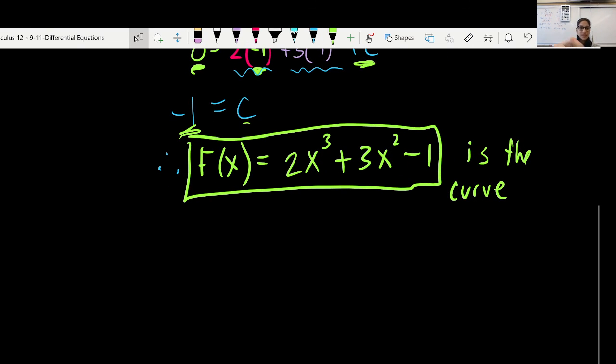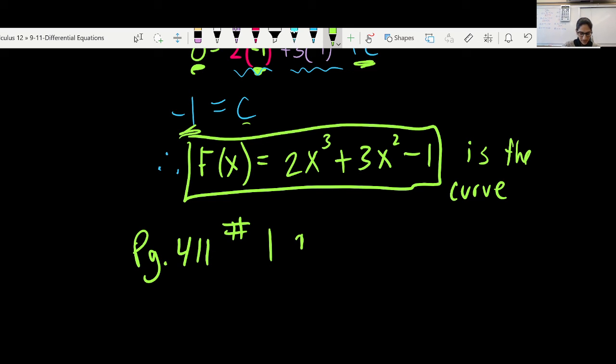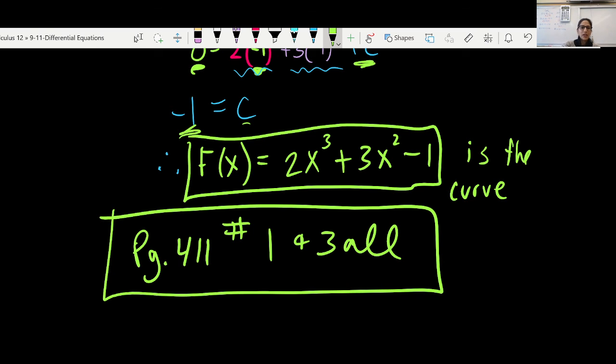That's it. So hopefully you believe me when I say that the title makes it sound like a big deal, but it's so not a big deal. So you can do numbers 1 and 3 all on page 411, and that's it for this.